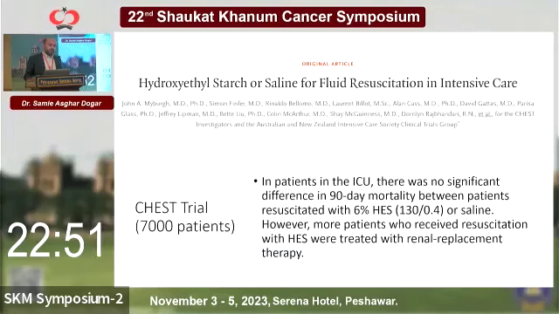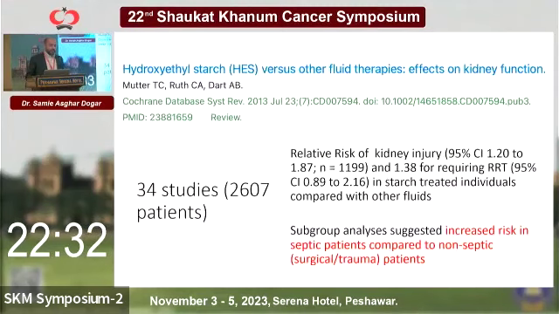This was another review article in which starches were compared with saline, and they found that although there is no difference of mortality, patients who were treated with starches required renal replacement therapy in a greater number compared to the crystalloids. This was the famous CHEST trial. So this was another trial comparing starches, and it also concluded that there is increased risk specifically in the subgroup of septic patients compared to non-septic patients.